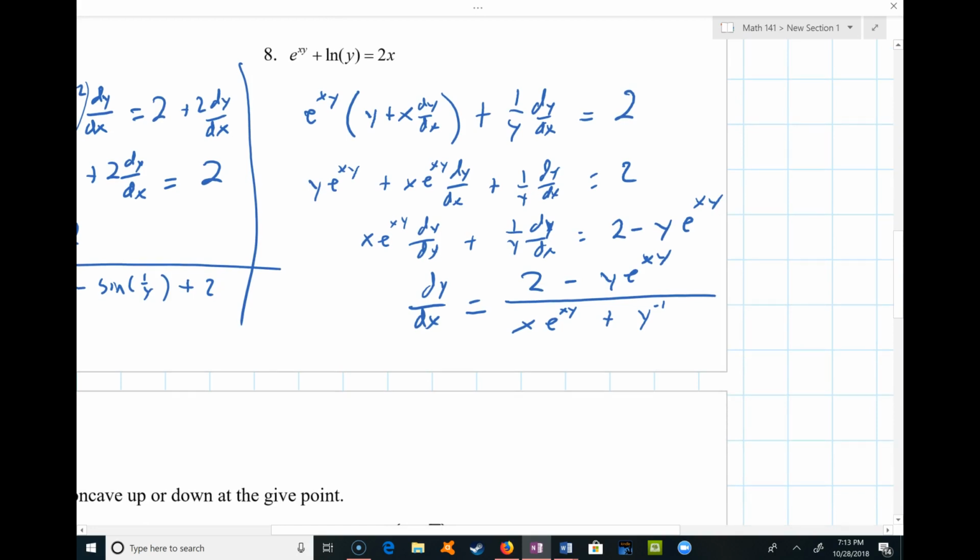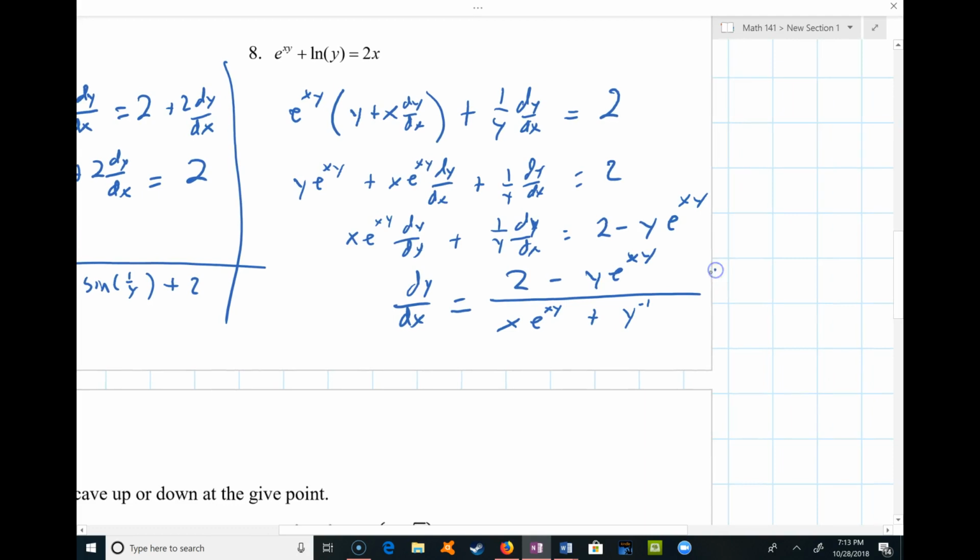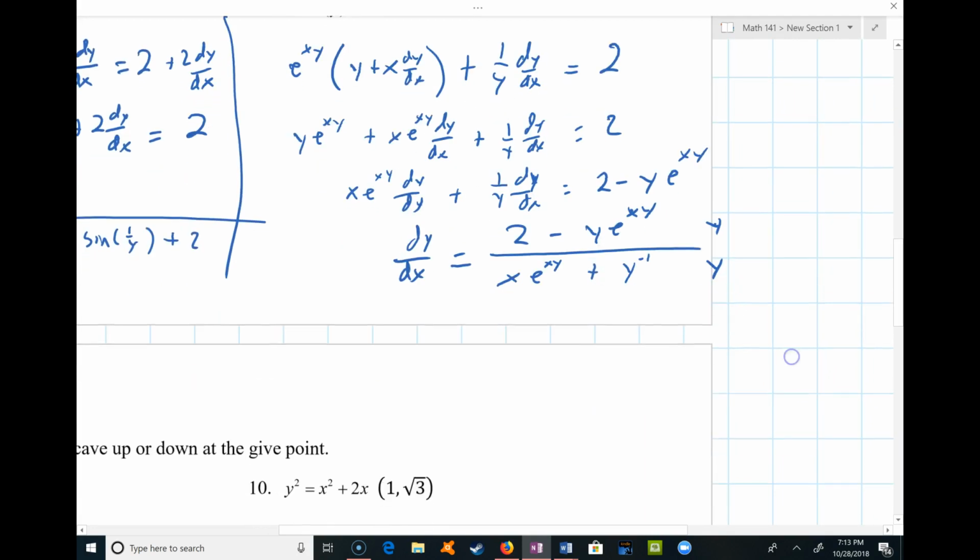So what I'm going to do is multiply top and bottom by y. And that would give me dy/dx equal to 2y minus y squared e to the xy all over xy e to the xy plus 1. Of course, when we multiply top and bottom by y, we have to distribute the y, right? So y times 2 gives me that, and y times that gives me y squared. Y times this gives me the y in the middle there, and y times y to the negative 1, of course, is just 1.